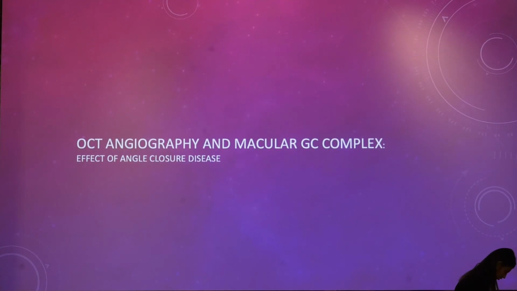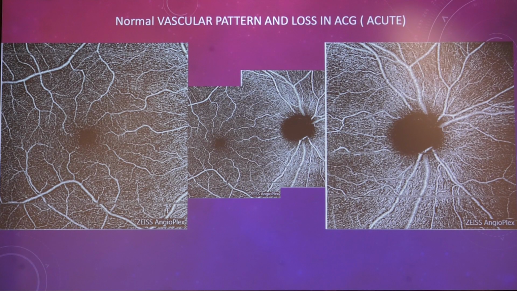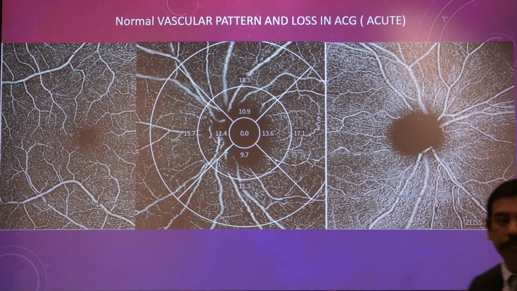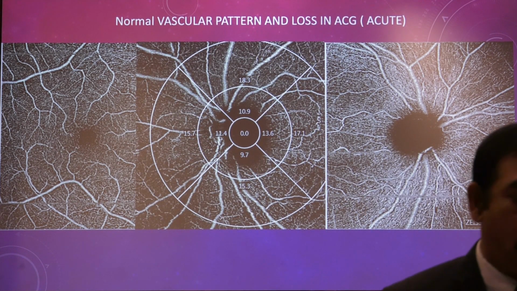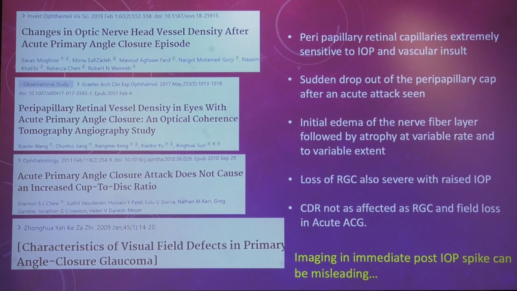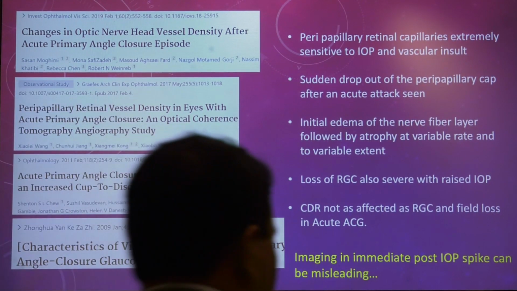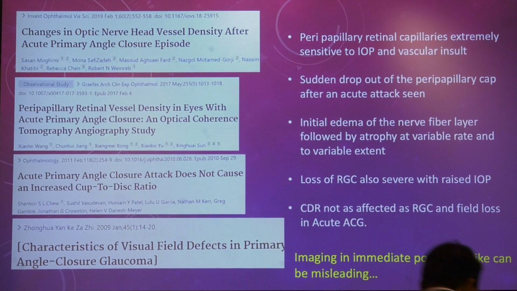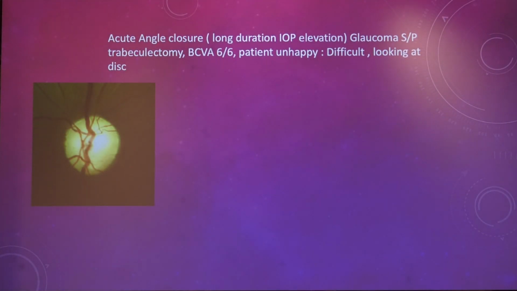OCT angiography and macular ganglion cell complex have thrown up interesting findings about angle closure disease because they cause acute ischemia. The amount of capillary dropout that occurs suddenly after an acute pressure elevation is something which we found out, which we had presented in one of the 2 meets of the GSI. Immediately post-operatively, you can't find that out on clinical examination. The disc pallor sets in late, but the changes on the ganglion cells are pretty immediate, and you could find that out as early as 2 to 3 weeks post acute attack. That is something we should keep in mind.